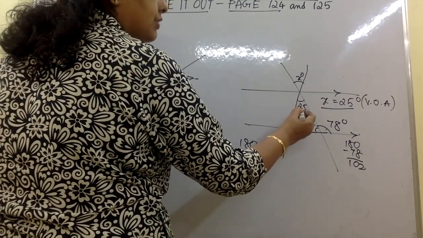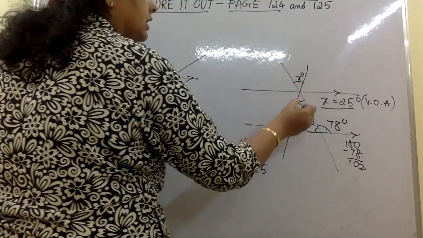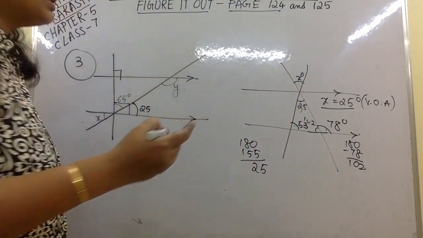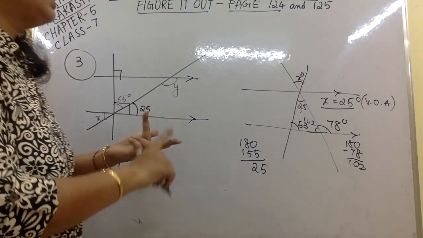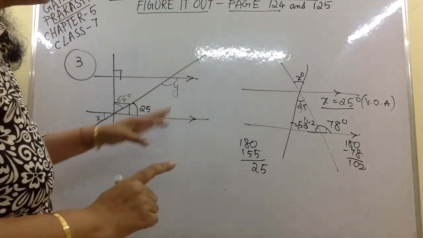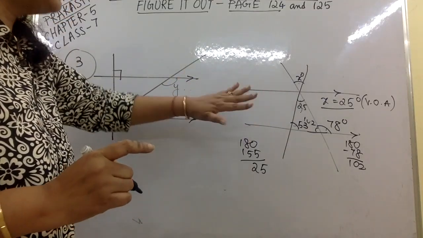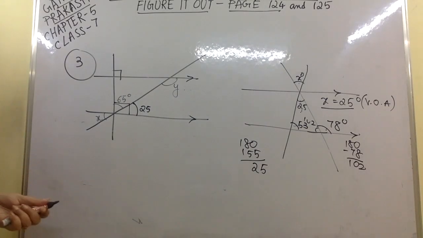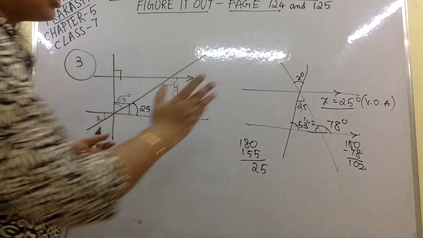We got this as 25, and then we used vertically opposite. So what are the concepts we used? We used triangle sum property, linear pair, then vertically opposite angle. Actually in this sum we have not used any rule of parallel lines. Not a single rule of parallel lines has been used in this sum.